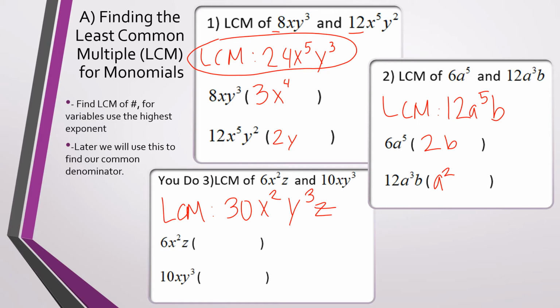So to get from 6 to 30, I need to multiply by 5. I already have my x squared, and I already have my z. So I need to multiply by y to the third to get to that LCM. The last one, to get from 10 to 30, I need to multiply by 3. I need one more x, and I also need a z to match my LCM.